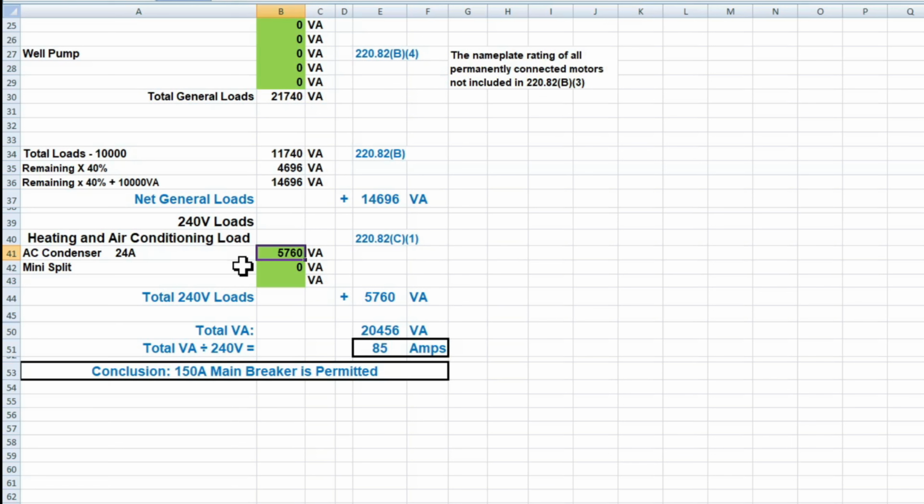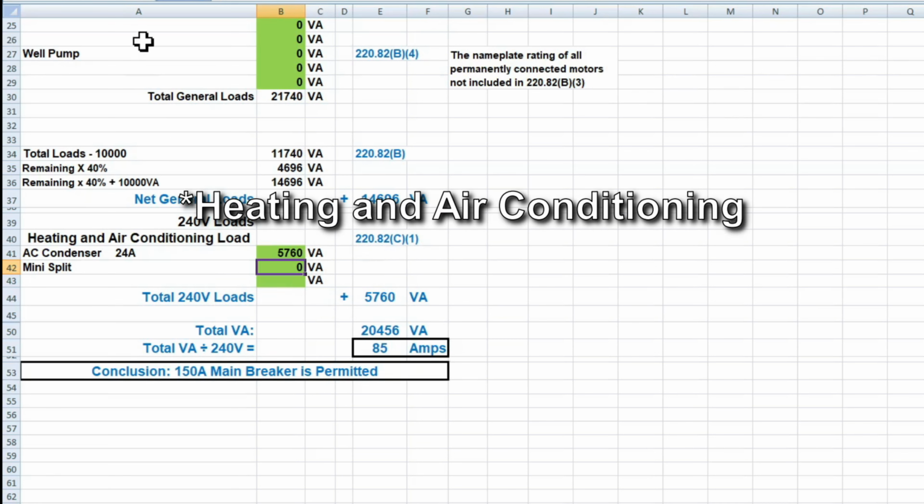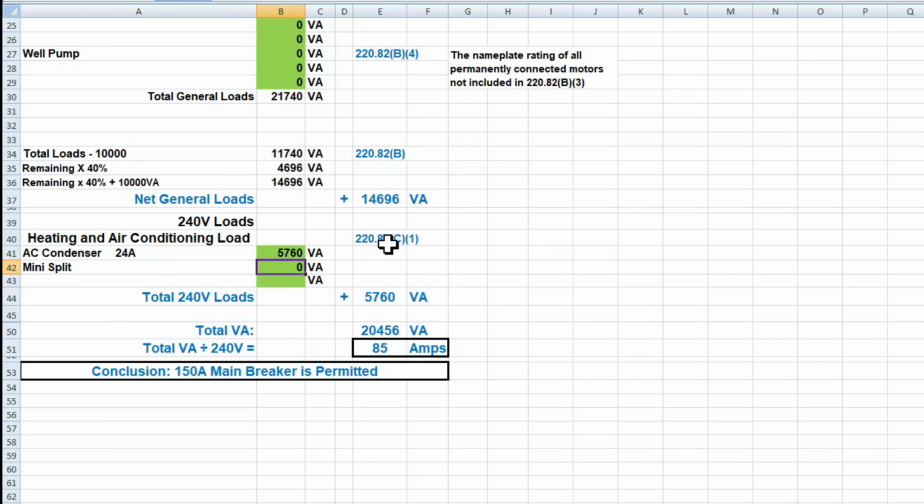The air conditioner compressor is still covered up with a plastic tarp for the winter. And then a possible mini split I might put in there. But without that, my total 240 volt loads, I'm calling them, it's actually 220.82(C)(1), which is motor loads that don't appear in the general loads list. And I should have put that description right here.